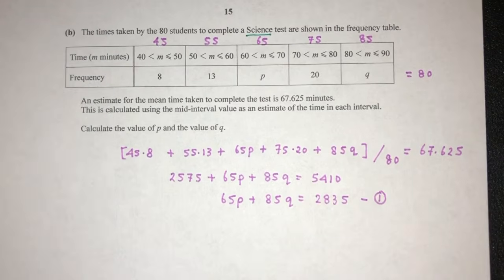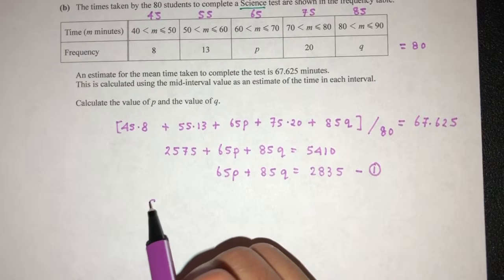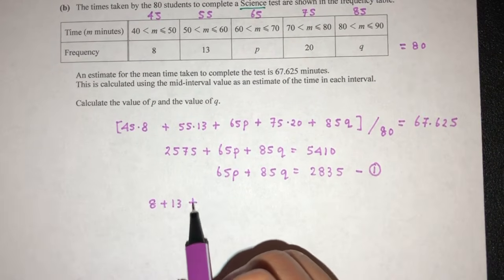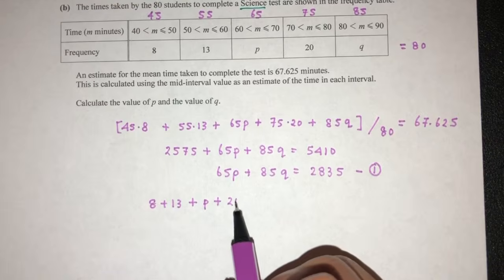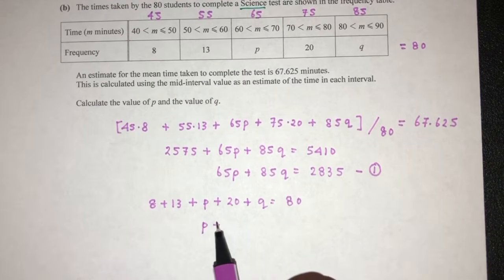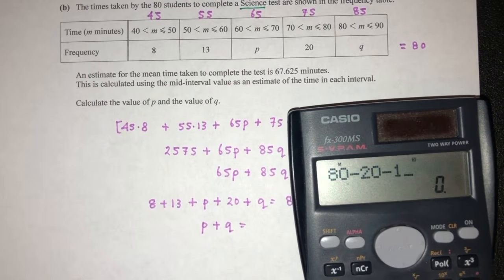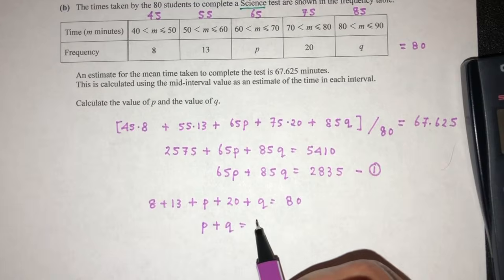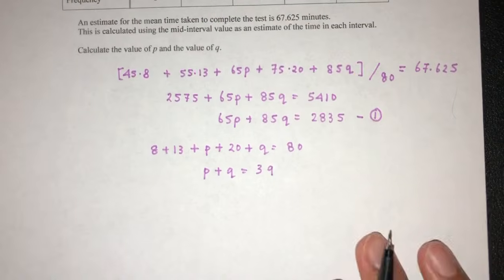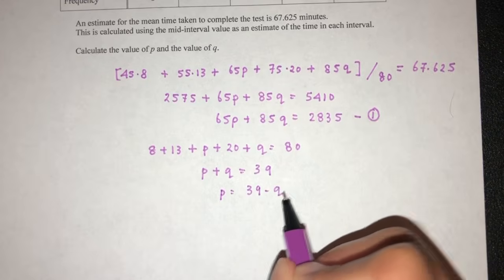So now let's find equation number 2. Pretty easy. We know everything together will be 80, so we have 8 plus 13 plus p plus 20 plus q has to be 80. So p plus q has to be 80 minus 20 minus 13 minus 8. That will be 39. So we can make p the subject, so p will be 39 minus q.